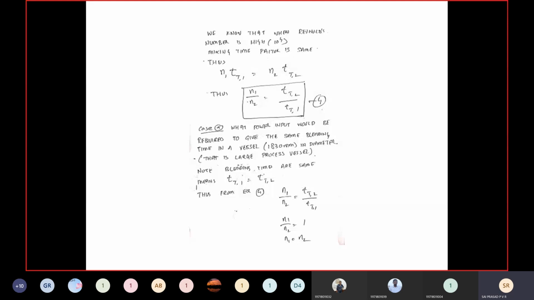so it becomes 1. So what will happen? You have N1 is equal to N2. So that's what I have written here. N1 is equal to N2. So when we write this N1, N2 and substitute in this, our main equation, what will happen?